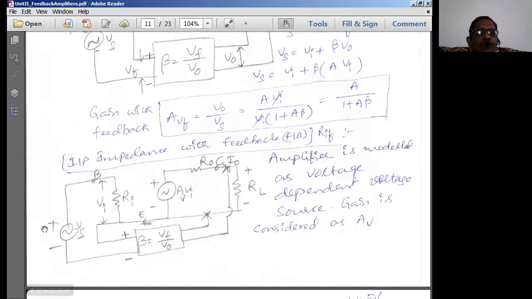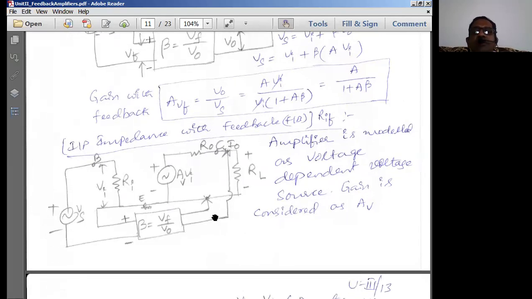As it is a negative feedback, negative is connected to negative, positive is connected to positive. This is important here. It's called negative feedback because of how it is connected to the source. Right. The next one is that the amplifier is modeled as a voltage dependent voltage source.